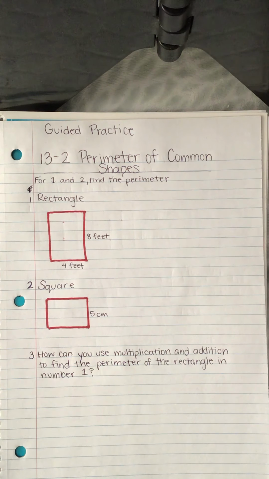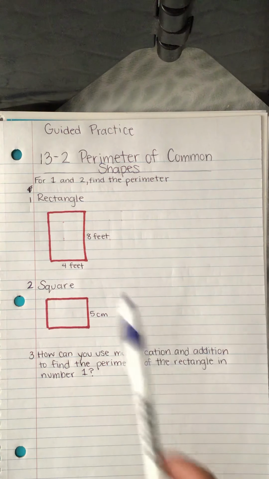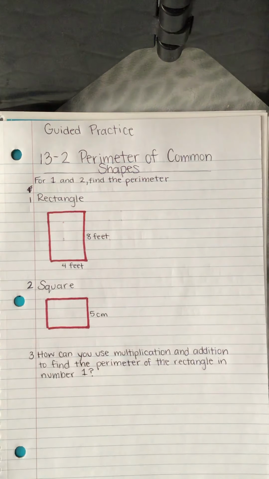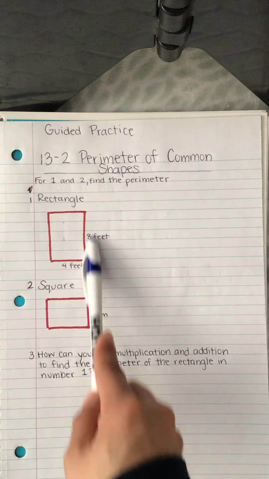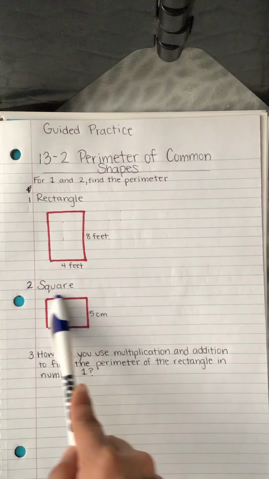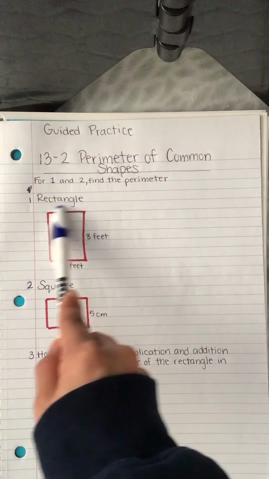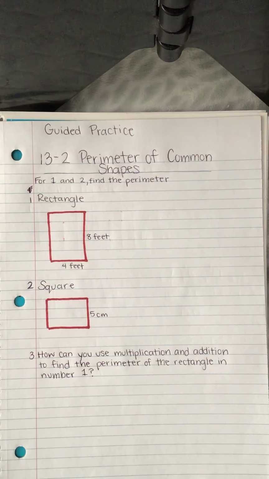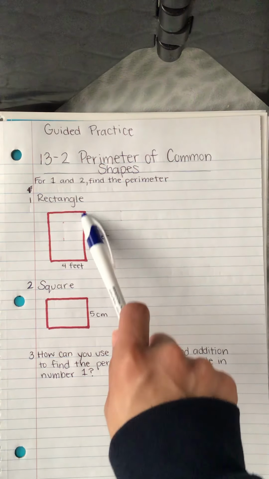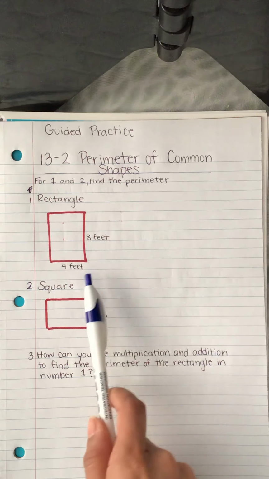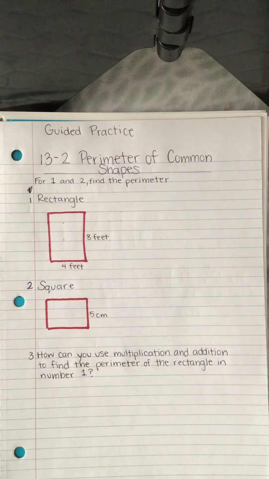Hi class. So for 13-2, we are finding the perimeter of common shapes. Remember that the perimeter is the distance around a figure. So for questions 1 and 2, we are finding the perimeter of a rectangle for number 1 and a square for number 2, the distance around both figures. So for number 1, it tells us that this side of the rectangle is 8 feet and this side of the rectangle is 4 feet.